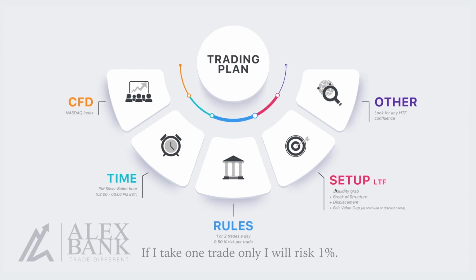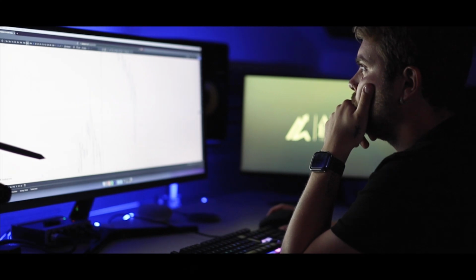The setup I want to search for is the liquidity grab, which leads to a break of the market structure, leaving a very nice displacement with a fair value gap inside. Ideally the fair value gap must be in the premium or discount area. Besides all this, I could also look for any higher time frame confluence. That said, we can start to backtest.